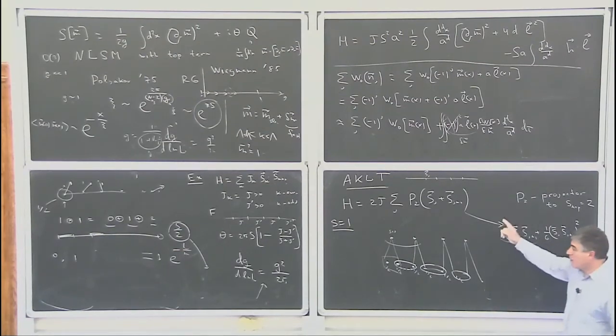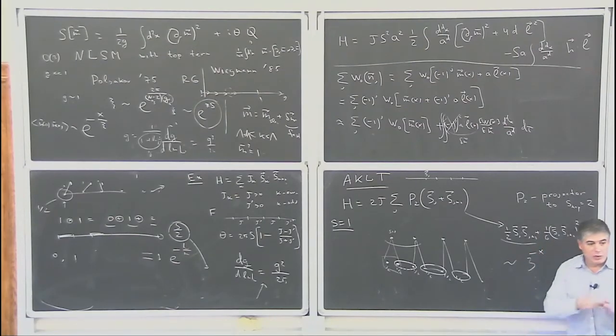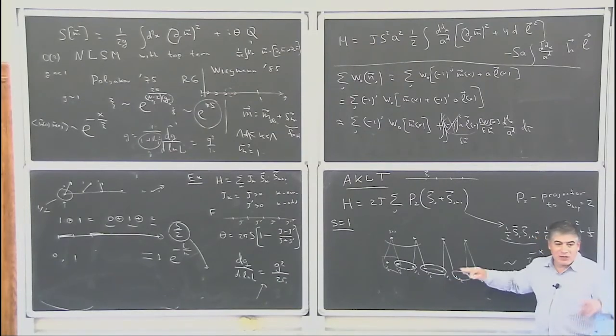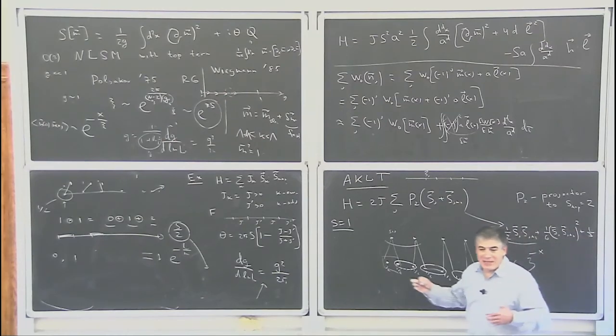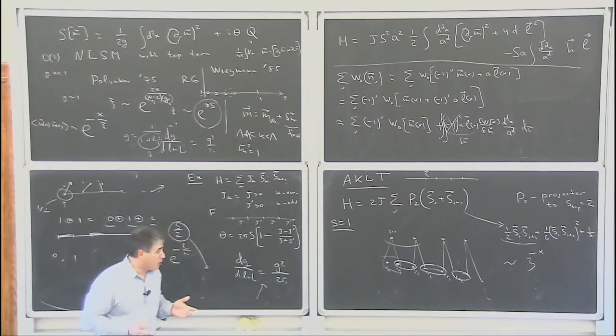You can show that the correlation function decays exponentially, I think it's something like (-1/3)^x, so exponentially with x, et cetera. So you basically justify almost everything we speculated about in Haldane's chain and its possible ground state.